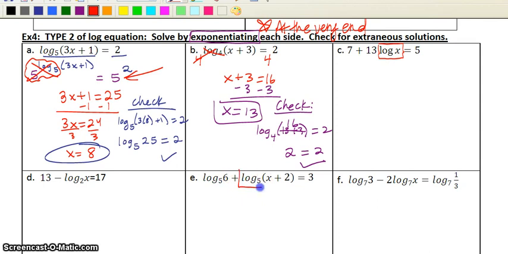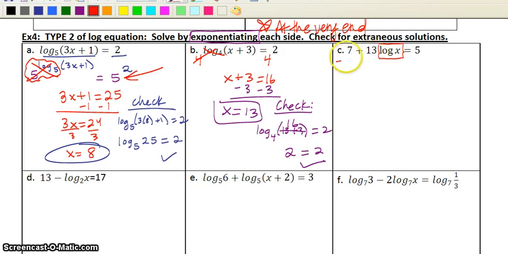I can't exponentiate, because these are all together: log base 5 of x plus 2. So I can't subtract the 2 off. That's locked with the log if there's a parentheses. But here the 13 is not in a parentheses with the x, so the 13 I can move. Let me show you what I mean.